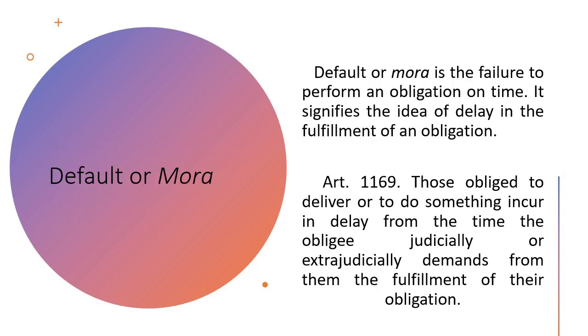Default or mora is the failure to perform an obligation on time. It signifies the idea of delay in the fulfillment of the obligation. Article 1169. Those obliged to deliver or to do something incur in delay from the time the obligee judicially or extrajudicially demands from them the fulfillment of their obligation.